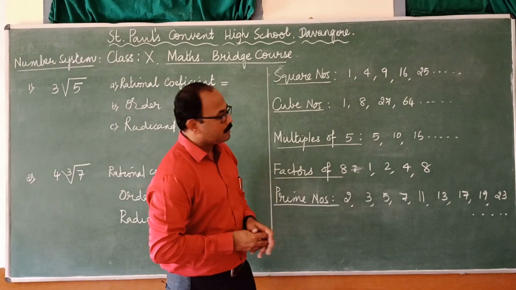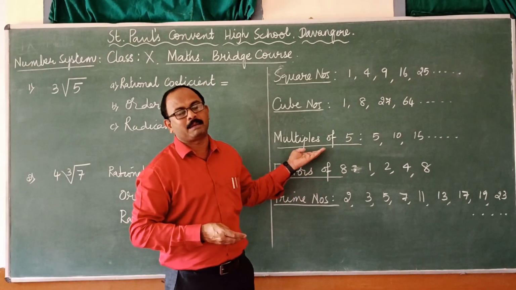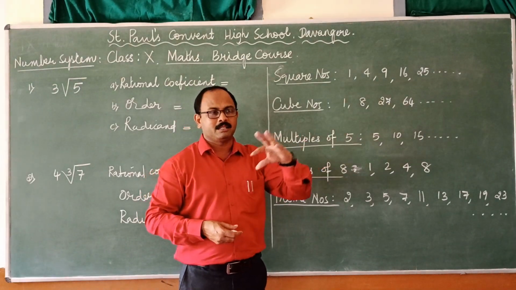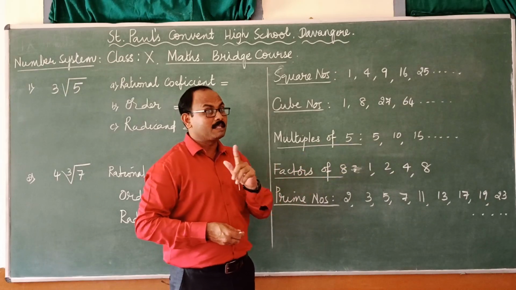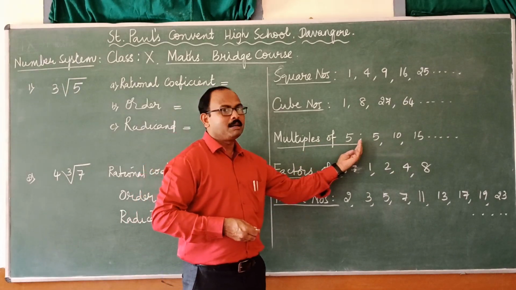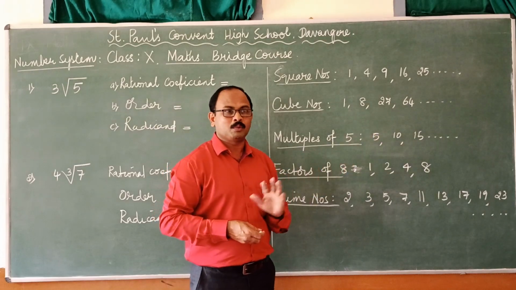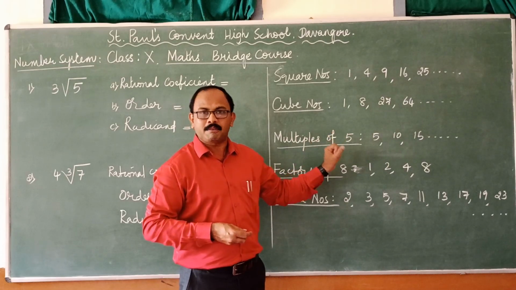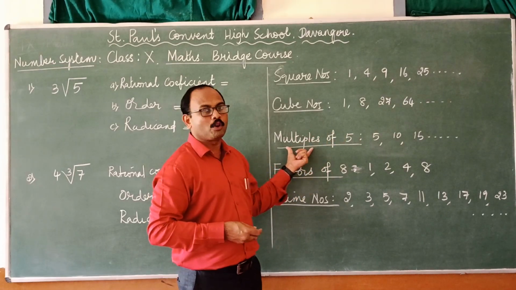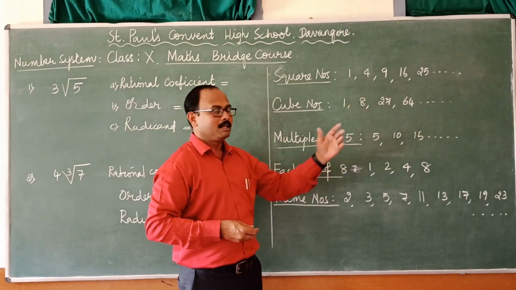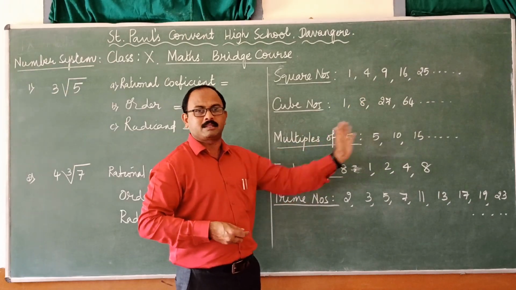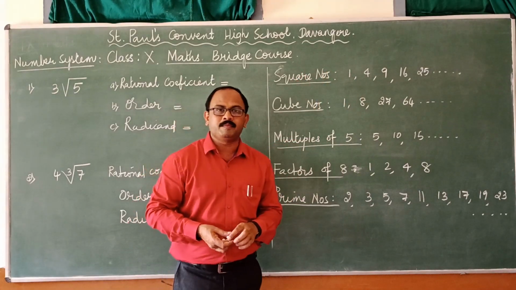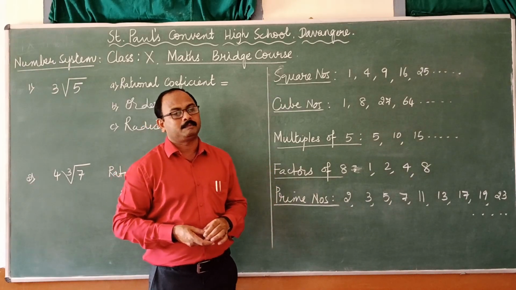Cube numbers. Then multiples of 5, the example I have taken, children. Multiples of 5 means the fifth table, which starts from 5. Most children do this wrong, thinking multiples of 5 start from 1. No, 1 is not a multiple of 5. Multiples of 5 must start from 5. Multiples of 4 start from 4, the fourth table. Multiples of 10 means the 10th table, which starts from 10.